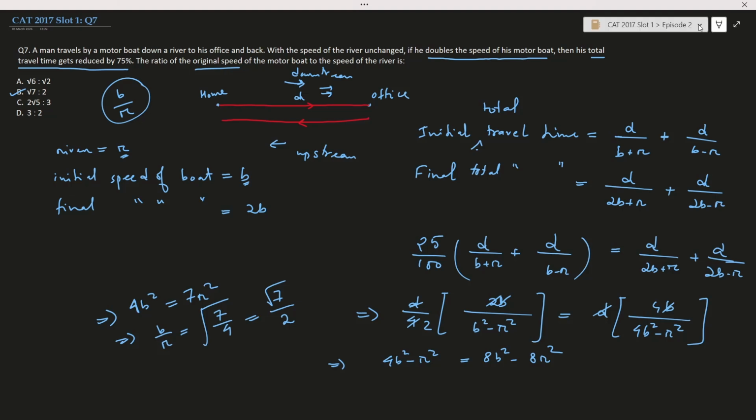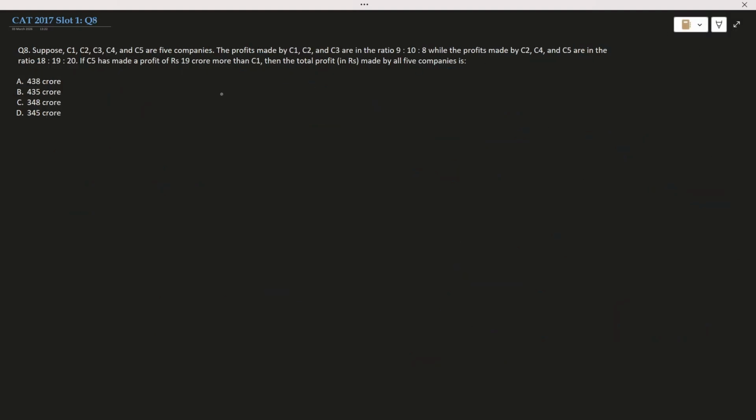Okay, let's move on to the third question. Suppose C1 to C5 are 5 companies. The profits made by C1, C2, C3 are given in a ratio, and C2, C4 are in a ratio. This is a very simple question from ratio combining. So C1 is to C2 is to C3 is to C4 is to C5. C1, C2, C3 is 9, 10, 8. C2 is 18, then C4 is 19, and C5 is 20.